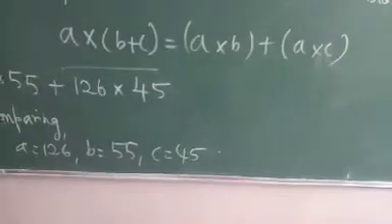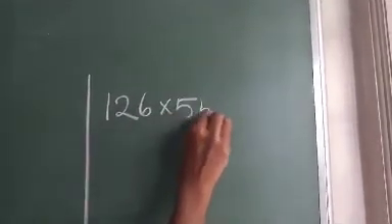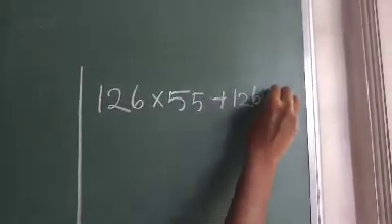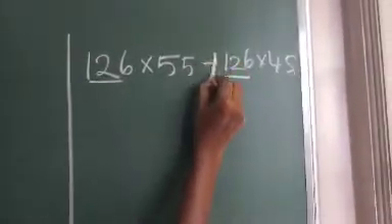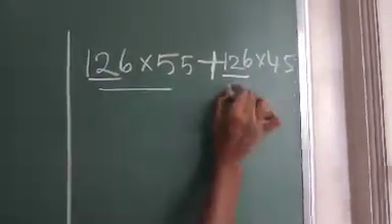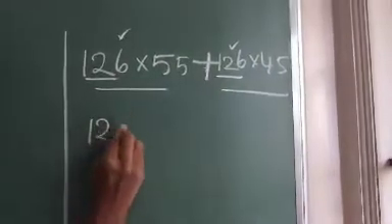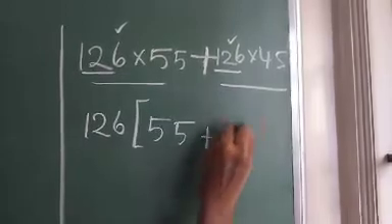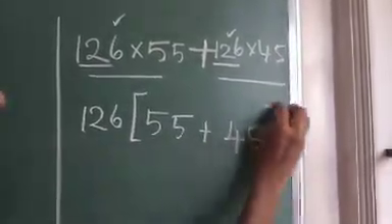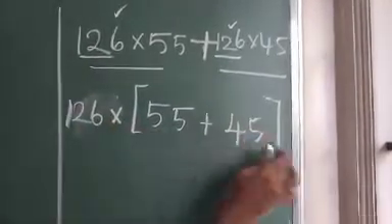So now you are going to solve this. See here, so now what is given? 126 into 55 plus 126 into 45. Now you see here 126 is common. And the main operation between these two numbers is addition. So you can take 126 outside. If you take 126 outside, the remaining number left out is 55 and here it will remain 45. 126 into 55 plus 45.